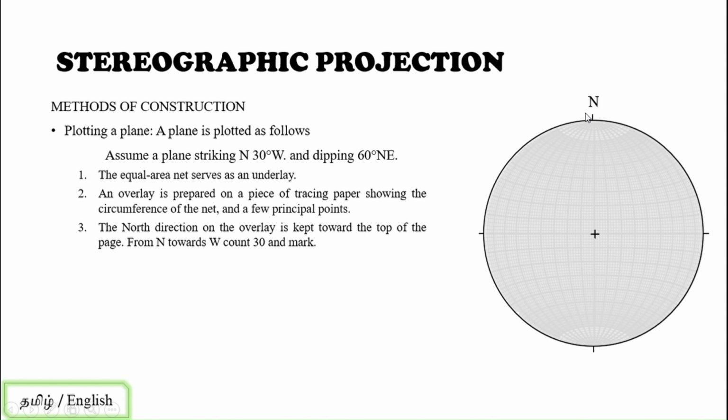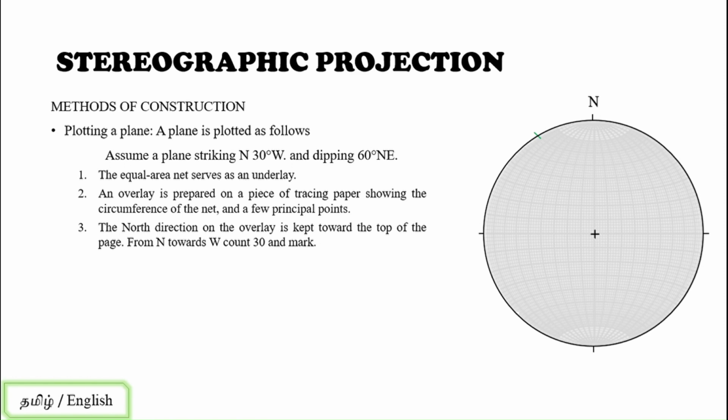Then we have to measure the strike direction, which is north 30° west. As you know, this is north and this is west. So we have to trace 30° from here. This will be 0, this will be 10, this will be 20 and this will be 30, right? So the north direction of the overlay is kept towards the top of the page. From north towards west, we have to count 30 and mark it. So that will be north 30 west. Okay. What we did right now is we traced the strike direction of this planar feature.